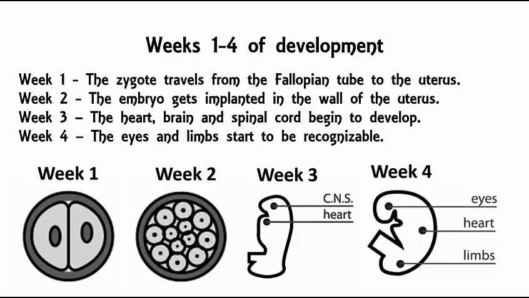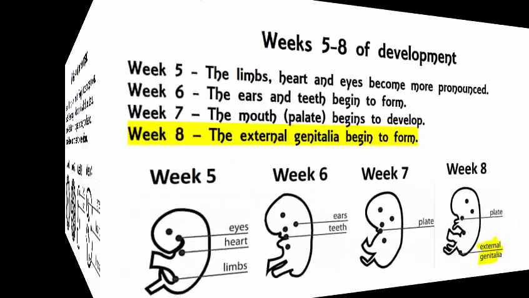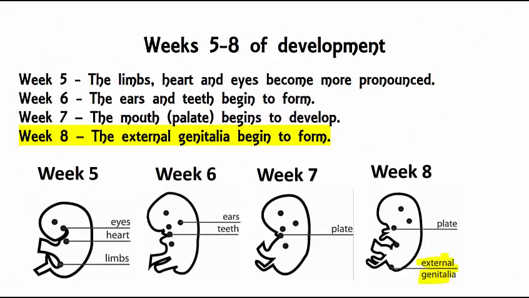Week 4, you begin to see the eyes form and small tiny limb buds. In week 5, the limbs, heart, and eyes become more visible and pronounced. In week 6, you begin to see ears and teeth. In week 7, your mouth begins to develop. And in week 8, this is where your external genitalia begin to form. We're going to discuss that at length here.